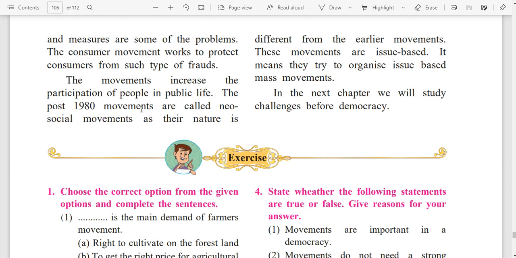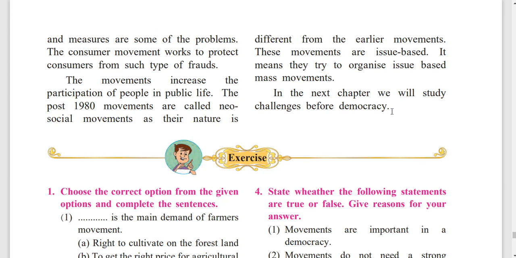The post-1980 movements are called neo social movements as their name is different from the earlier movements. These movements are issue based. It means they try to organize issue based mass movements. In the next chapter, we will study challenges before democracy. So, this is the lesson. We will do exercise in another video.